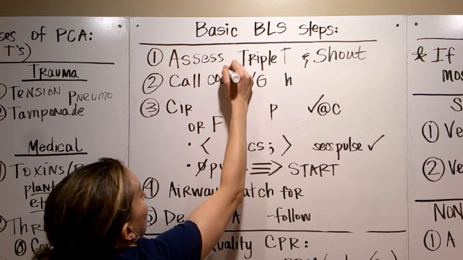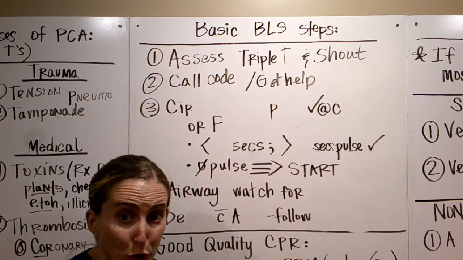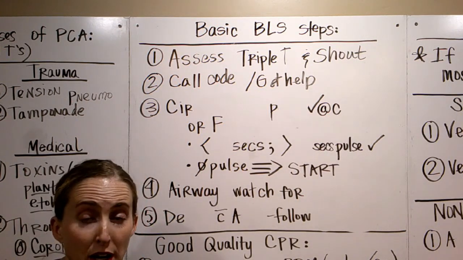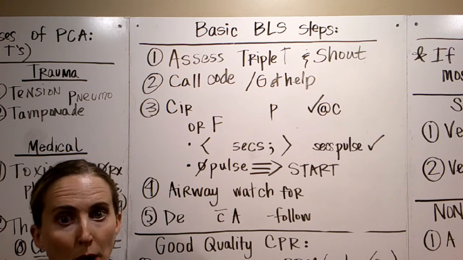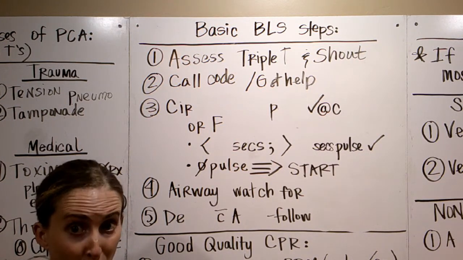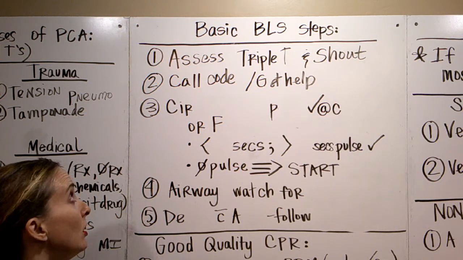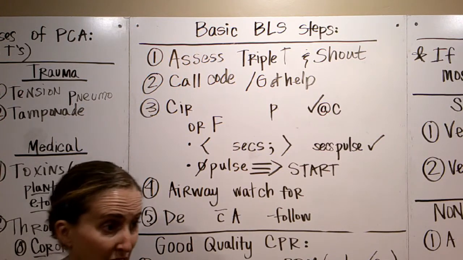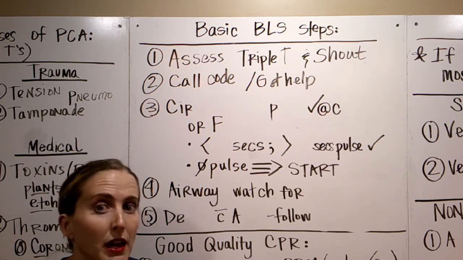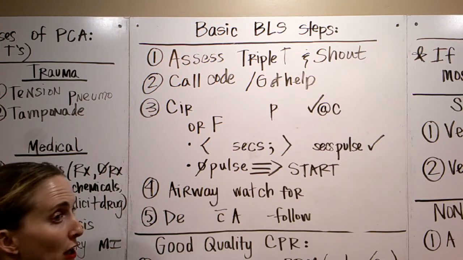We call a code, or we get help. So usually that code blue button is right above the head of the bed, so you can smack that button. If you're in the cafeteria or out in the parking lot and someone goes down, then obviously you're going to want to have someone call 911 for you, okay? Or if you're in the hospital cafeteria, you can have someone call the operator and then call the code blue overhead, right? Either way we'll get you help.